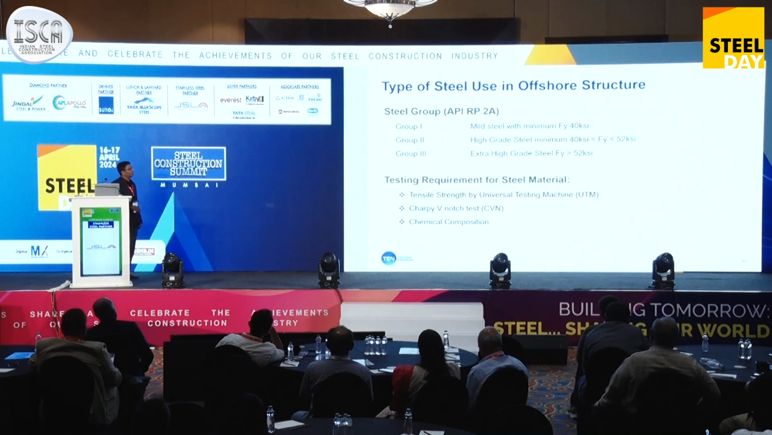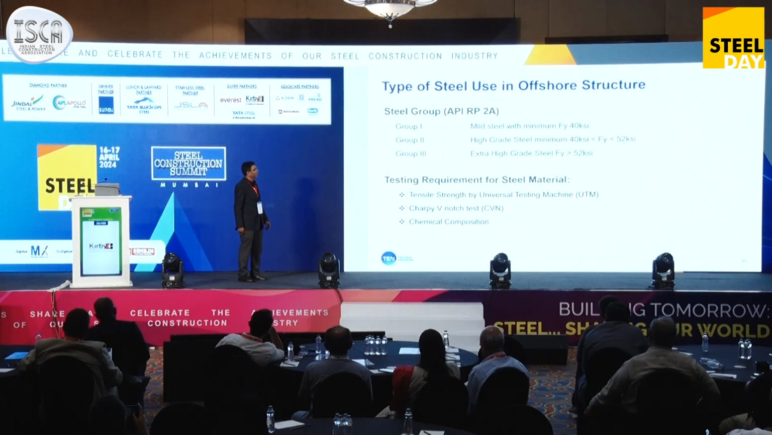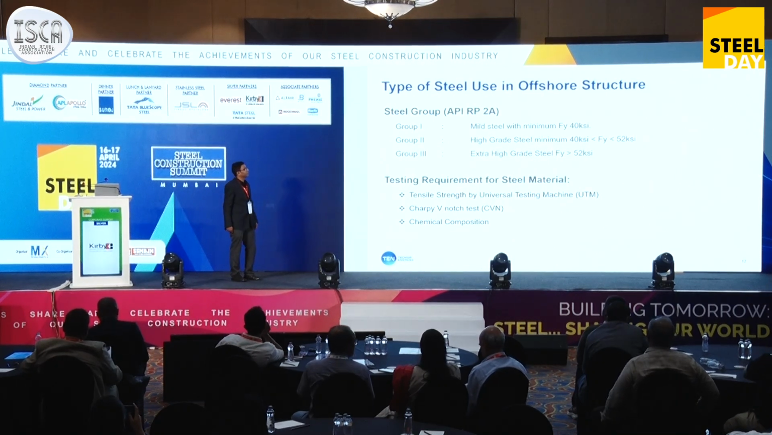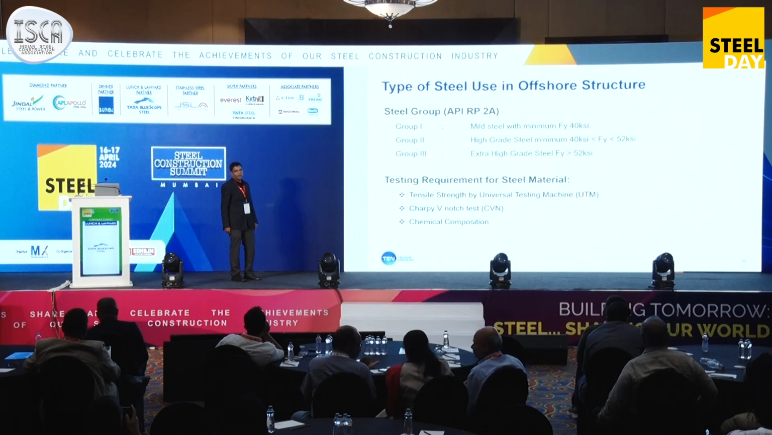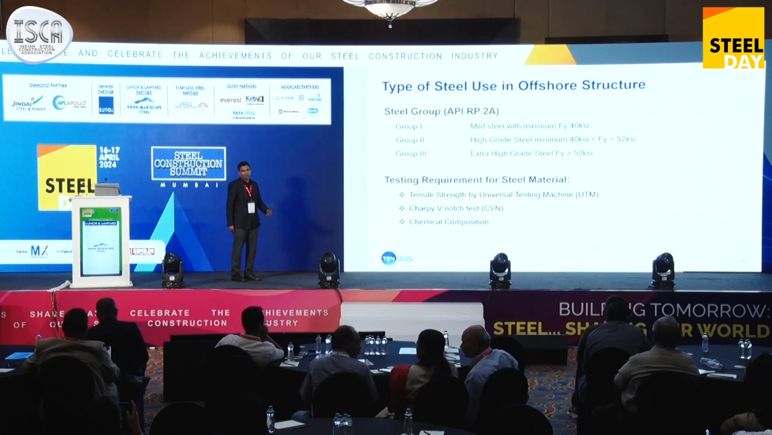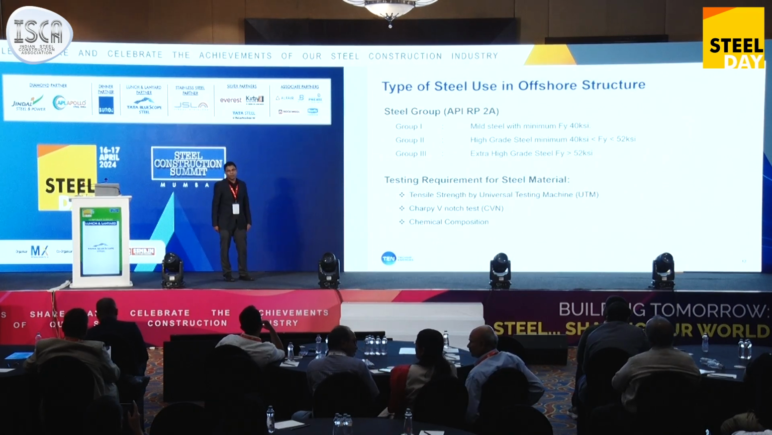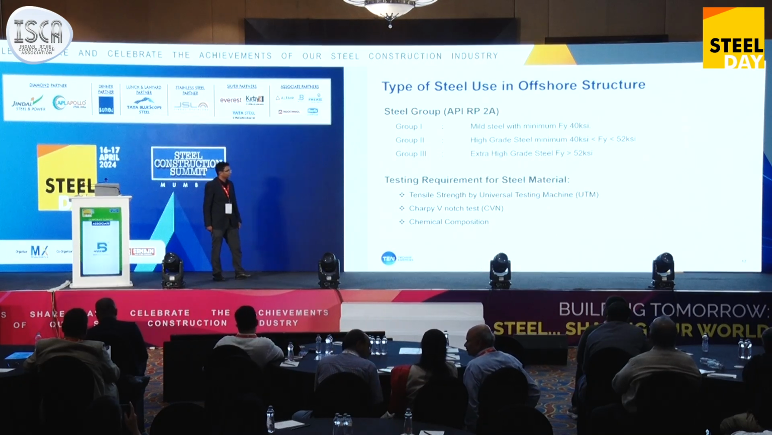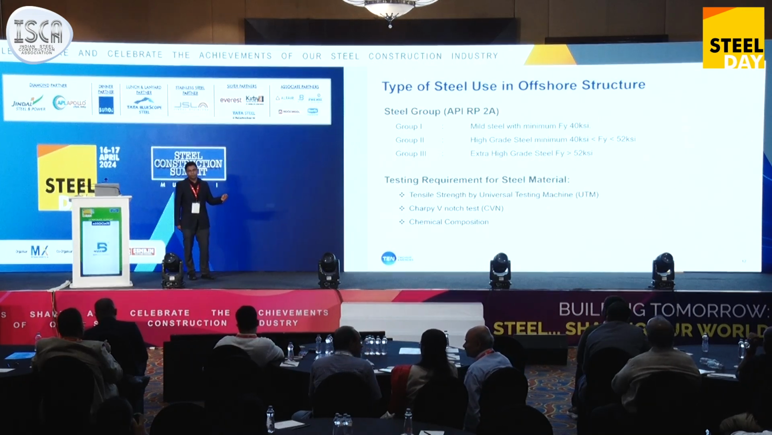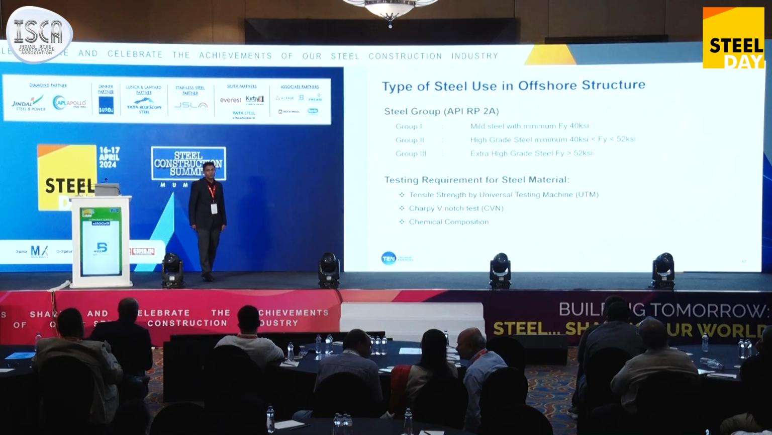Now, based on a codal provision, that is API RP2A, we have 3 groups, 1 to 3. Normally, the first group we use for tertiary steel, which has less strength, and we use extra high grade steel so that for offshore, you can optimize and reduce the weight. There are similar testing requirements which we need to certify based on the codal provisions.